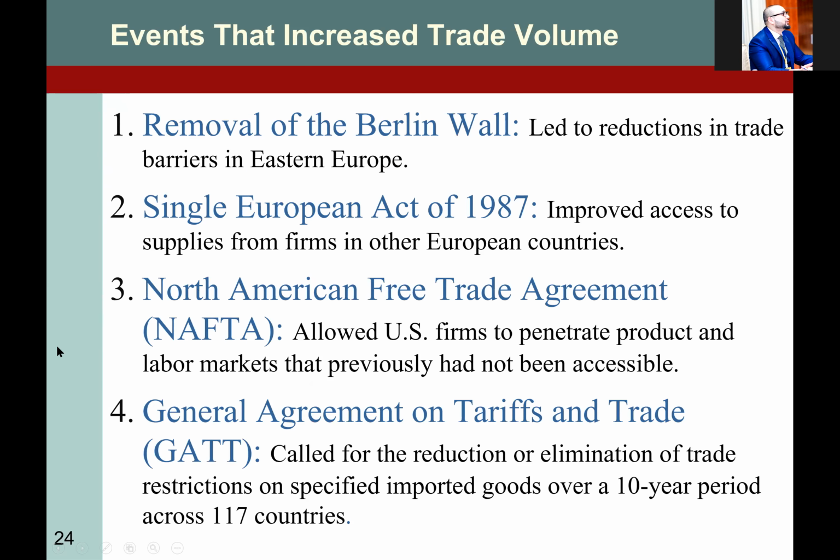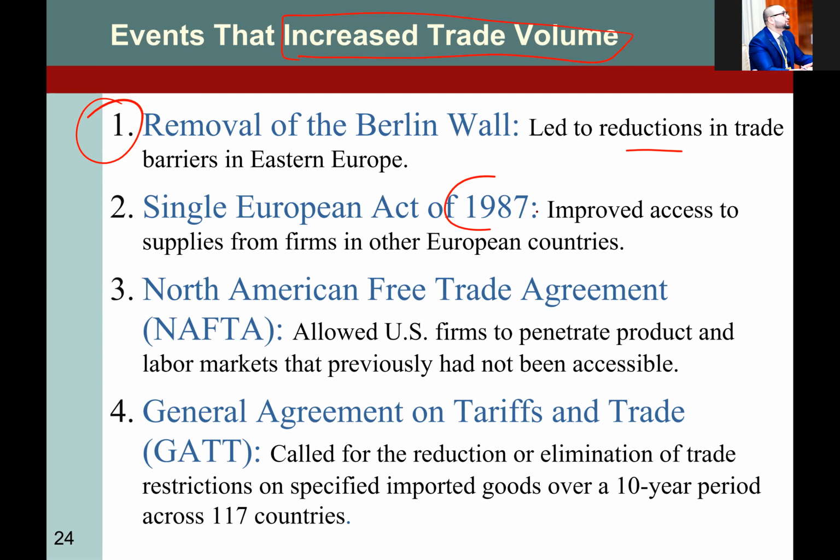So the events that increased the trade volume, if we see historically, number one is the removal of the Berlin Wall, which led to a reduction in restrictions and trade barriers in Eastern Europe. So you can just trade more. In that case, the trade volume increases.